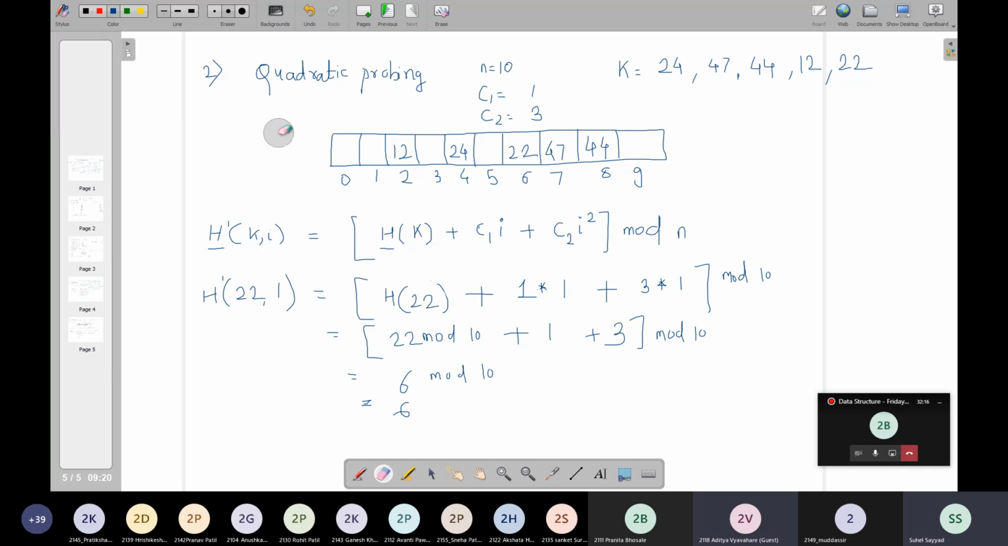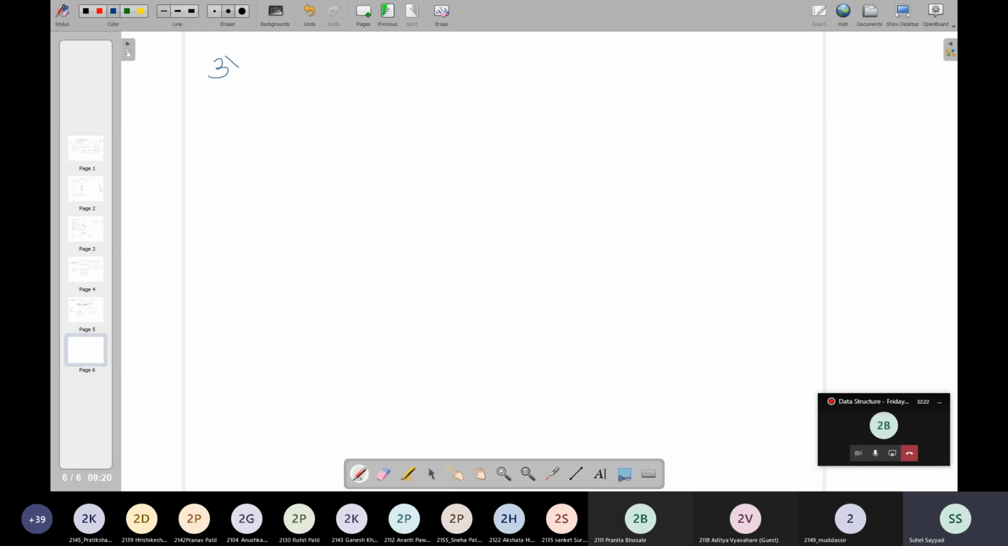Okay, so let us now move on to the third type of open addressing or open hashing scheme for resolving collision, that is double hashing. The next type is double hashing. All of you just pay attention. So double hashing, again the concept remains same, that it is a technique basically used for resolving the collision.